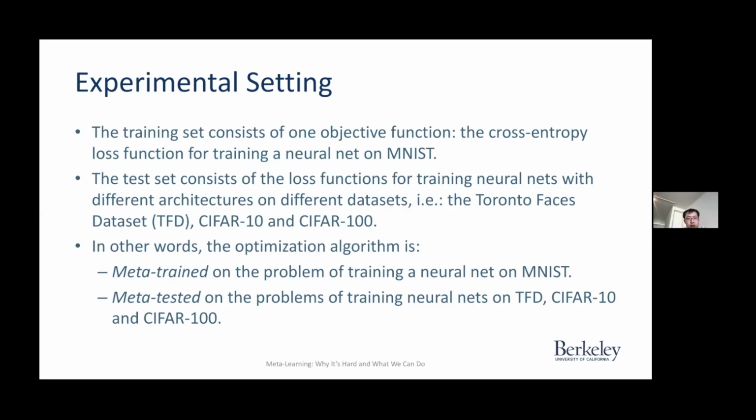The test set here consists of the loss functions for training neural nets for different architectures on different data sets. So in other words, the optimization algorithm is meta-trained on the problem of training a neural net on MNIST, and it is meta-tested on the problems of training neural nets on other data sets.